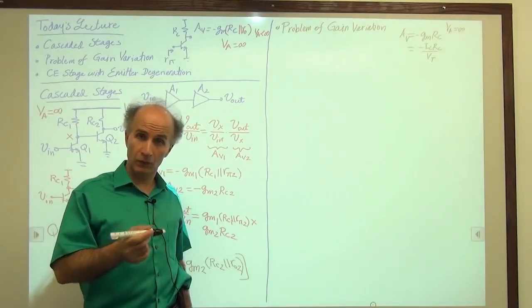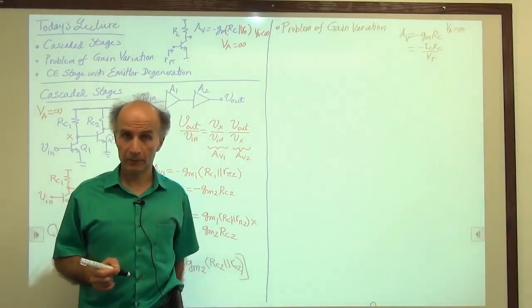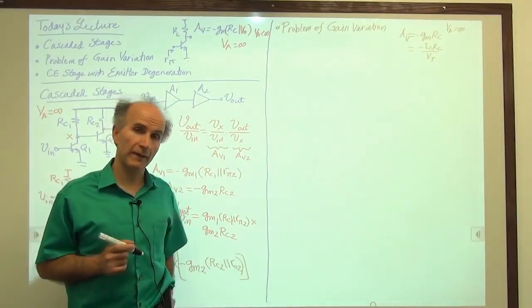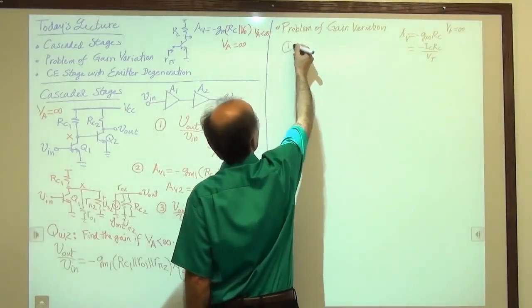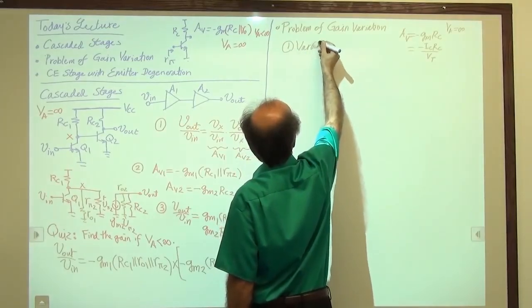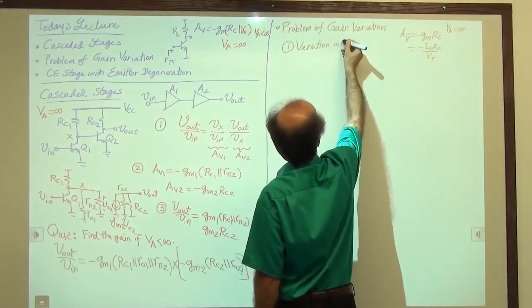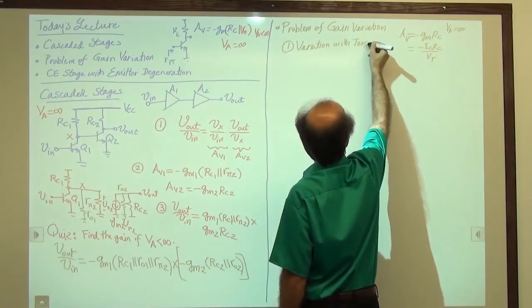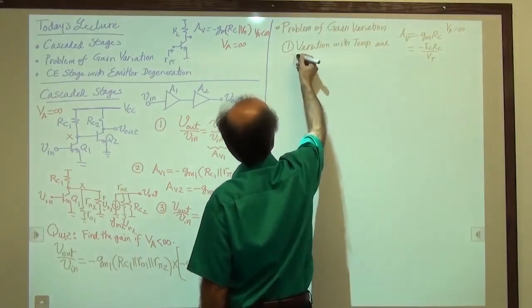And if the gain varies too much for a given application, then the circuit is useless. The people will not be able to incorporate it in their systems. So let's explore and see why the gain varies. So the first issue is variation with temperature and process.